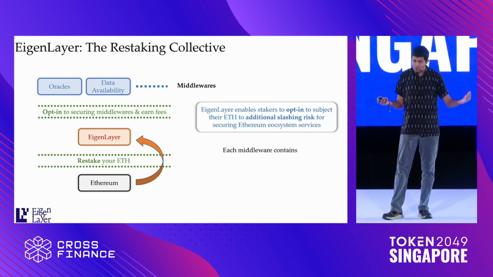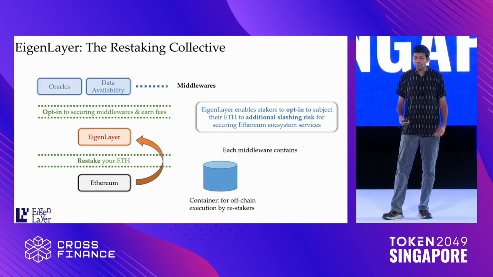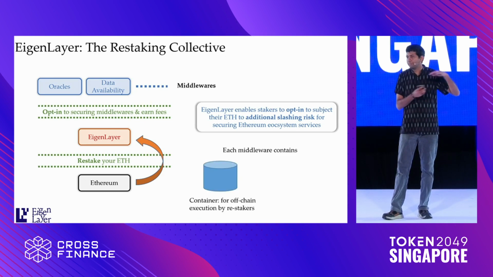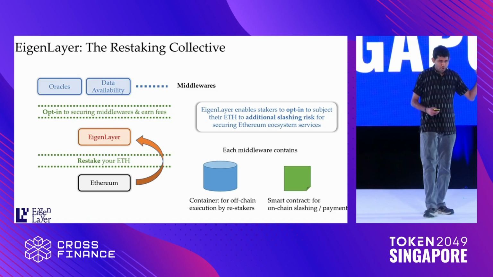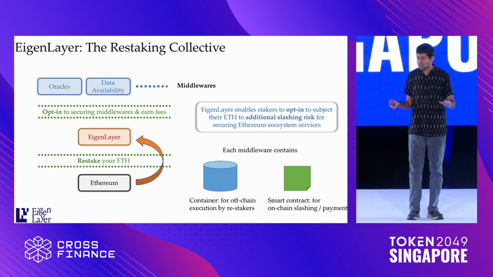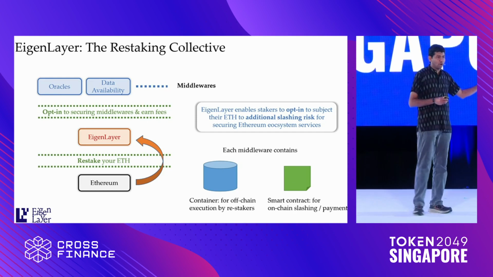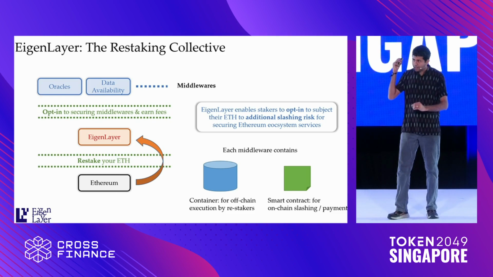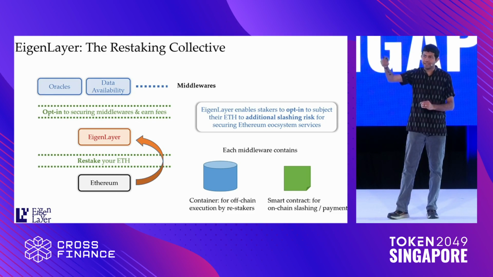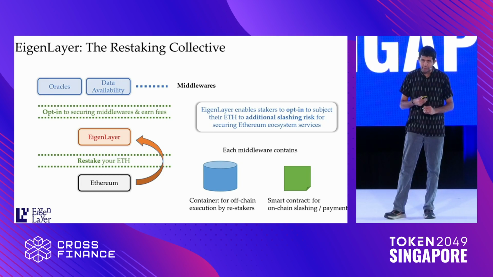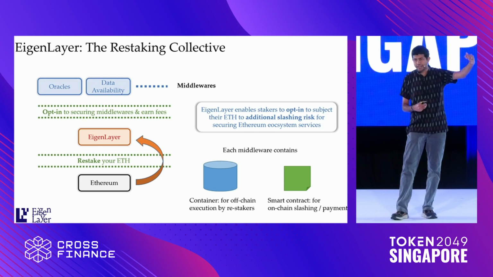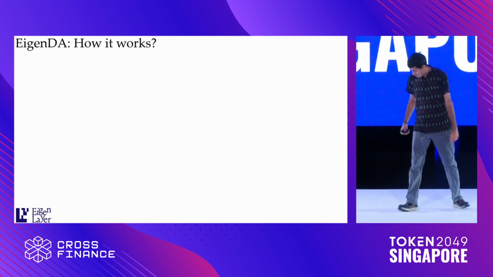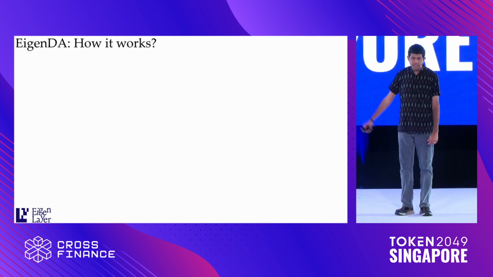So if somebody wants to build a new kind of middleware or a service, what they're building is an off-chain container, which can be arbitrary code run by the node, as well as a smart contract, which talks to the EigenLayer contracts. EigenLayer itself is just a system of smart contracts on Ethereum. The staker opts in to promise that they're going to run your new system. And if they don't do it correctly, they can lose their ETH. So that's how the trust is transferred from Ethereum through EigenLayer to any new system that can then be built on top. Awesome. So how does EigenDA work?